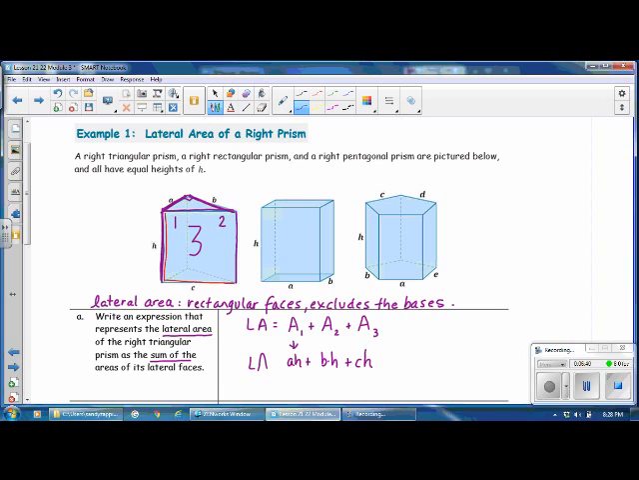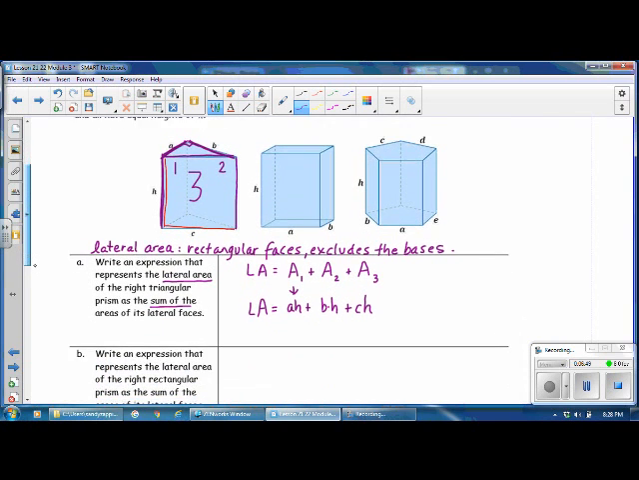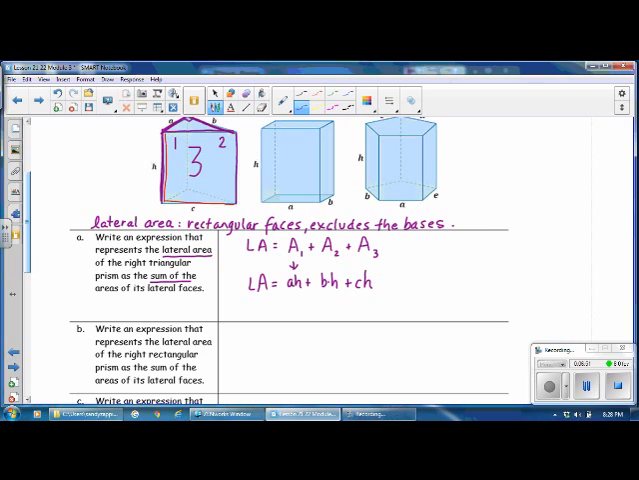So that describes the lateral area of the triangular prism. It's A times H plus B times H plus C times H. Next, write an expression that represents the lateral area of the right rectangular prism as the sum of the areas of its lateral faces. So again, the lateral area is the area of the faces excluding the bases. We're going to write that as a sum of the area of the lateral faces.